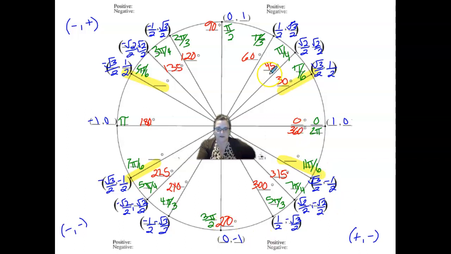And to finish off the degree measures, 30 degrees back from 180 is 150. 180 plus 30 degrees is 210. And 360 minus 30 degrees is 330 degrees. And now we've filled in all the special angles on the unit circle in degrees, radians, and coordinates.